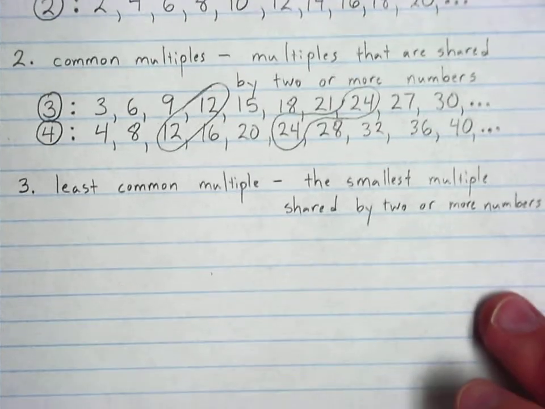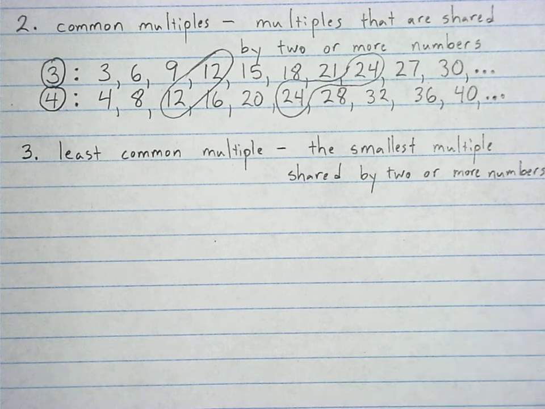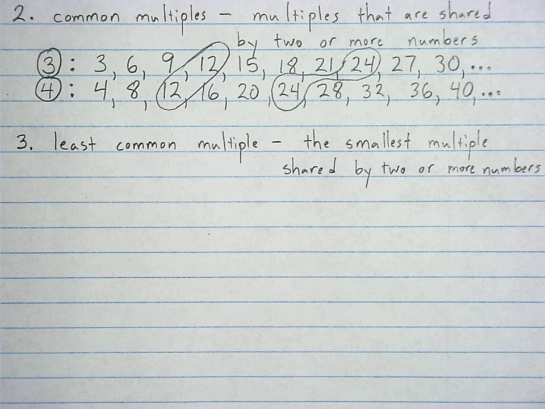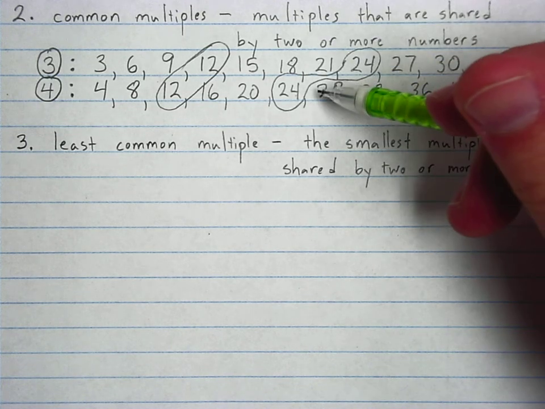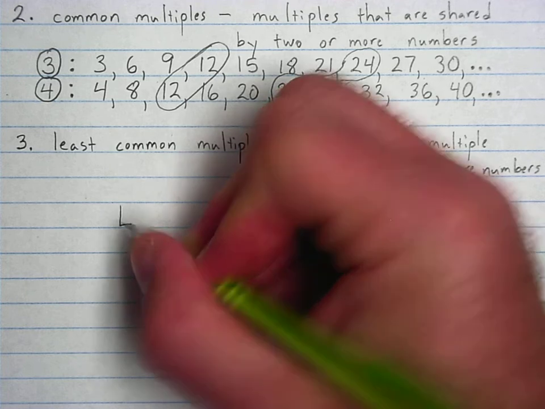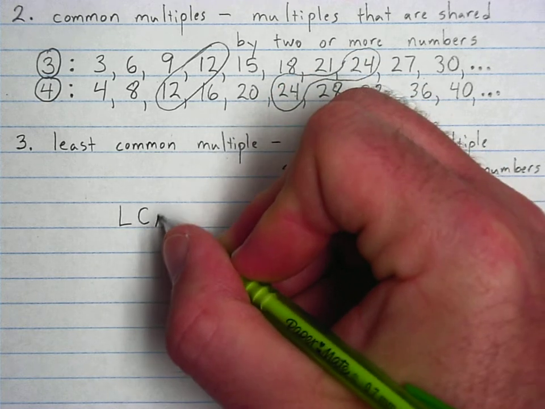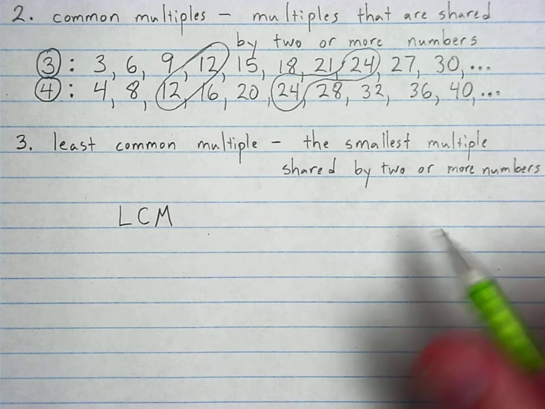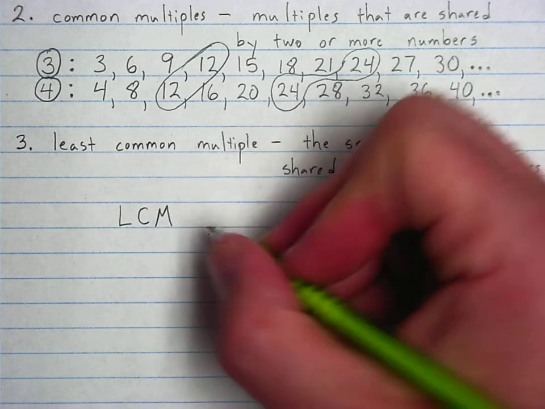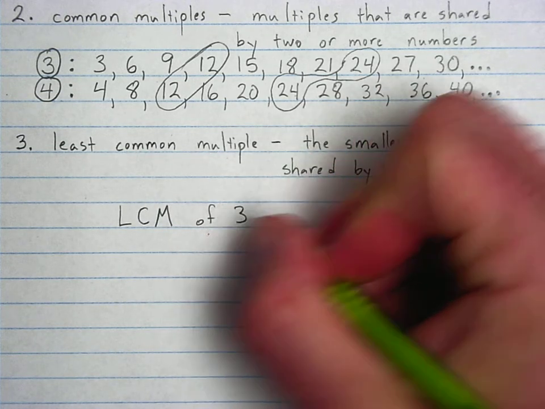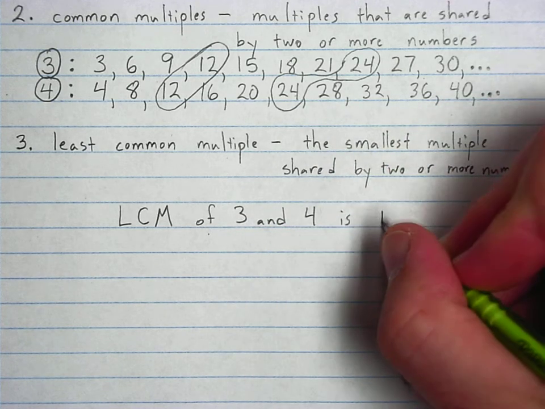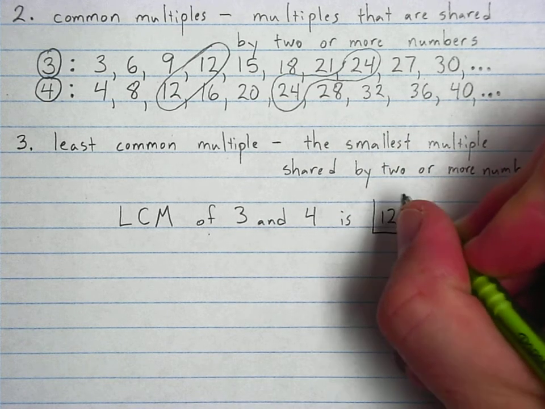Okay. The smallest multiple shared by 2 or more numbers. Looking back at the example here, we already talked about it, but let's write it formally. LCM, least common multiple. The LCM of 3 and 4 is 12.